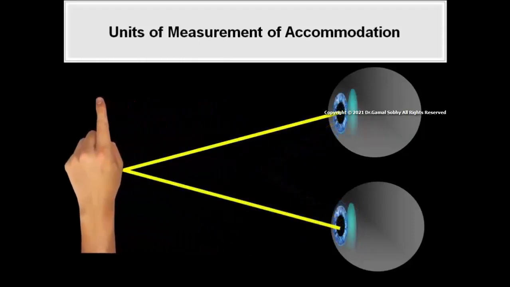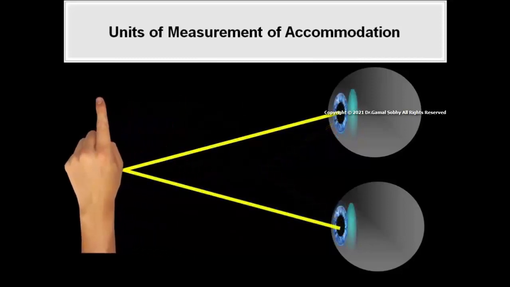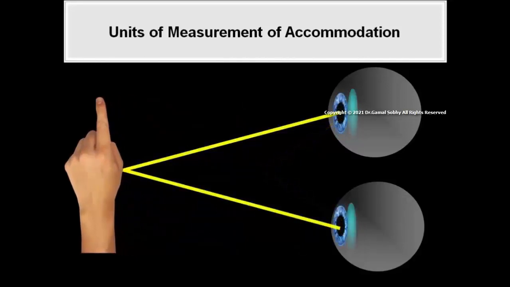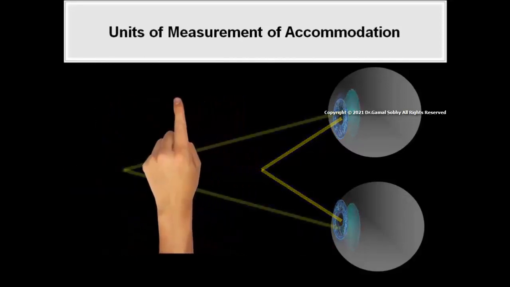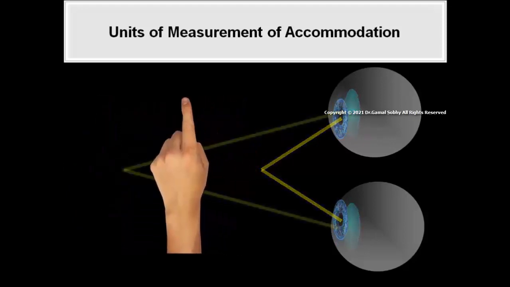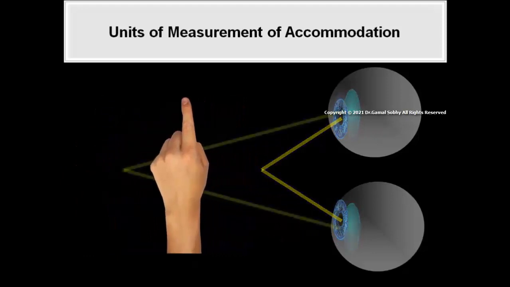Accommodation is measured in diopters. If the fixation distance is 1 meter, the accommodation is 1 diopter. If the fixation distance is ½ meter, the accommodation is 2 diopters. If the fixation distance is 1/3 meter, the accommodation is 3 diopters, and so forth.